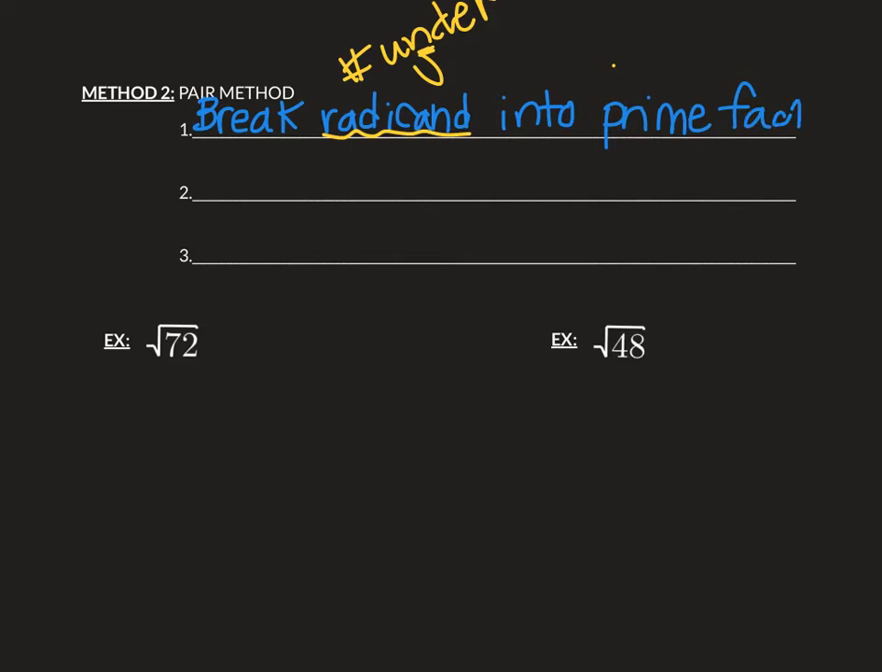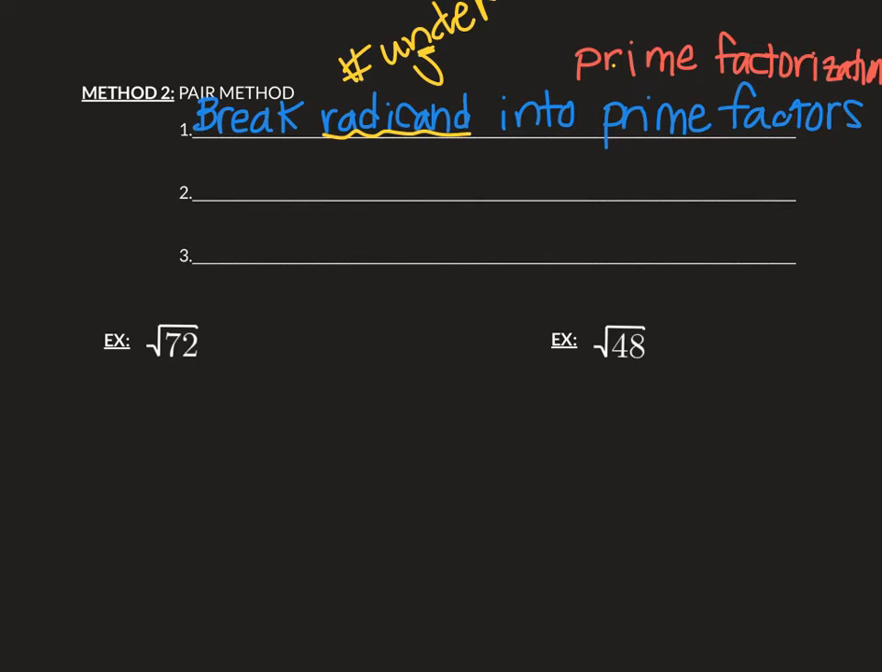Okay, so that's just figuring out what we sometimes call this. This process is sometimes called prime factorization. So you may have heard that phrase before. Factorization. It's looking for all of the smallest prime numbers that multiply to give us that number. Okay, so break radicand into the prime factors.